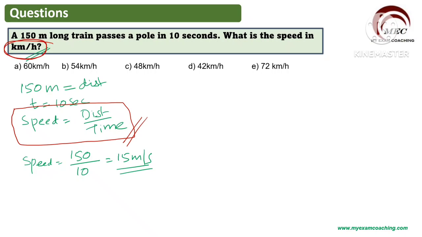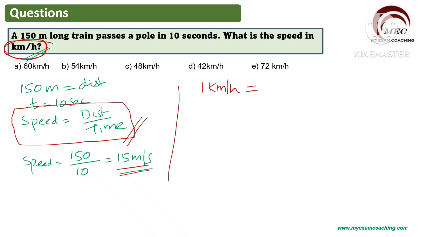So let me explain this concept to you, then we will solve this. We have 15 meter per second. We have to convert it into kilometer per hour. How to convert that? Let me explain this. We have 1 kilometer per hour. This is already explained in the previous video. You can watch those videos if you are not clear about this. Okay, let me explain it once again here.